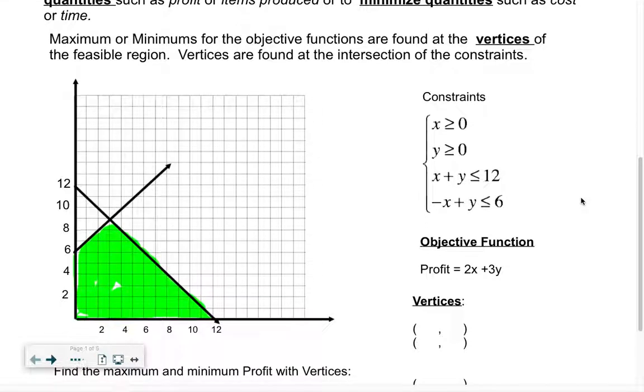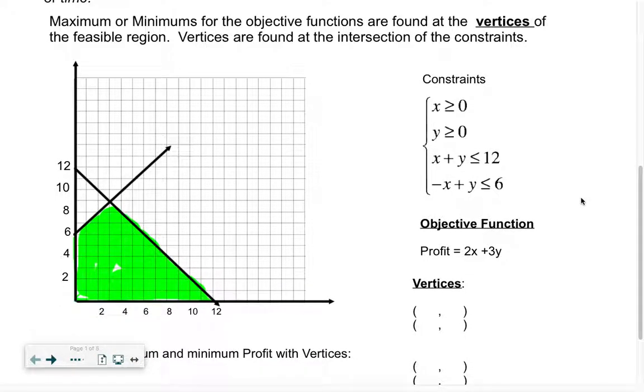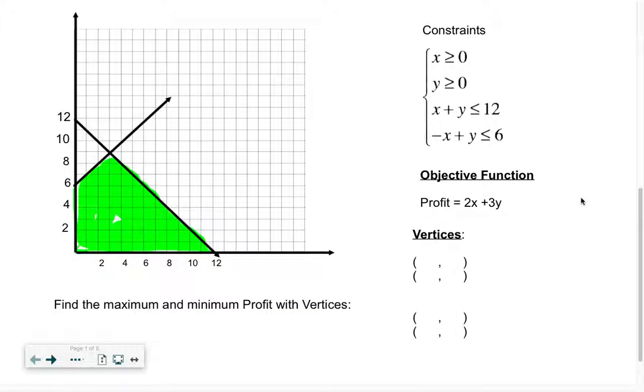What we talk about also is vertices. That's what we use in our objective function. Vertices are like what we've been dealing with where things intersect. This time we're just going to have more than one intersection point. All right, so are we ready? No? Buckle up, get ready.